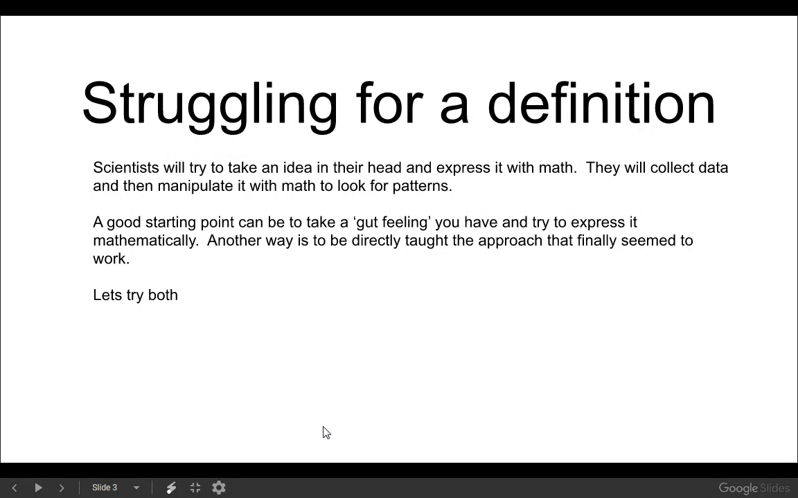Scientists will try to take an idea in their head and express it with math. They will collect data and then manipulate it with math to look for patterns. A good starting point can be to take a gut feeling you have and try to express it mathematically. Another way is to be directly taught the approach that finally seems to work. Why don't we try both?